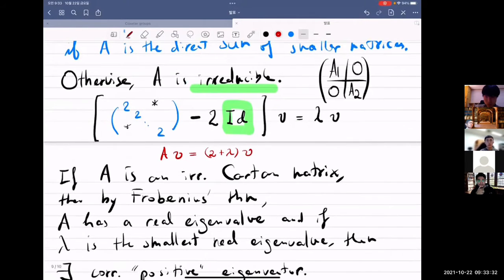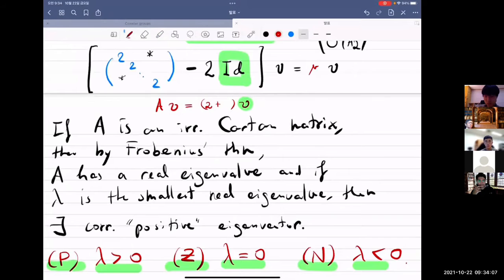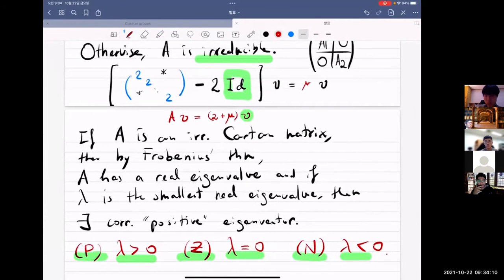So that's why we have these 3 different cases. Because originally this lambda is positive, right? Sorry, this is a real number, right? Yes. And this v is a positive eigenvector. And then I said that maybe I should write that this is not lambda because it might be confusing. So maybe let's say mu. And then of course the lambda is this number, 2 plus mu.